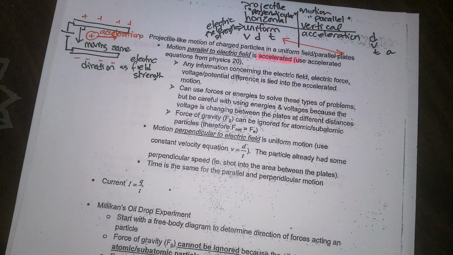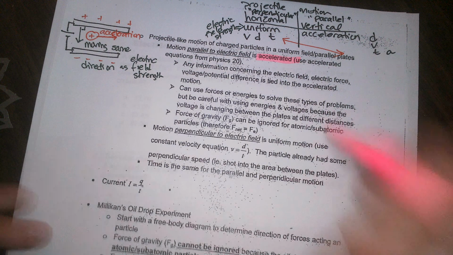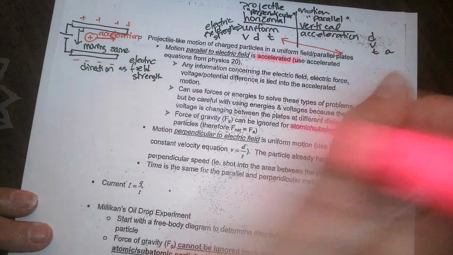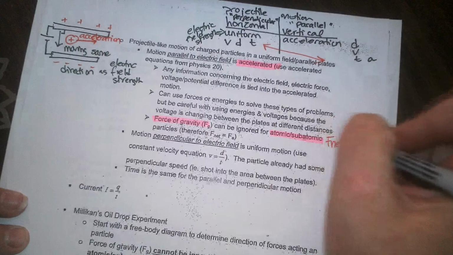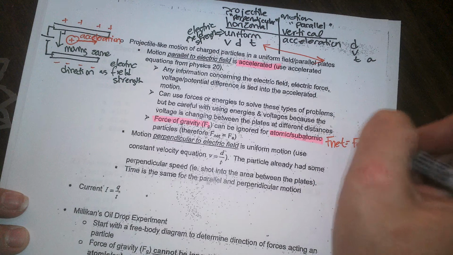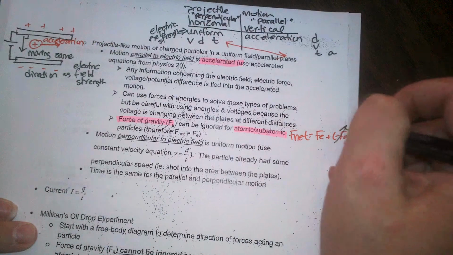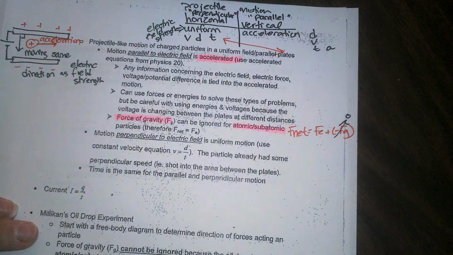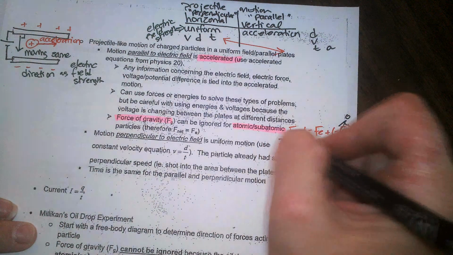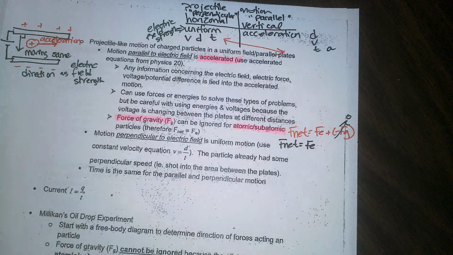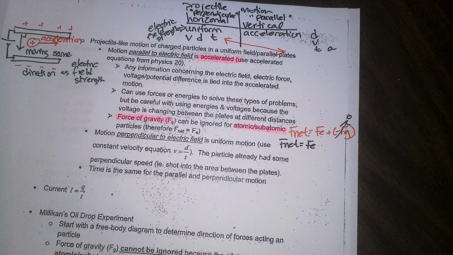Force of gravity can be ignored for atomic and subatomic particles in parallel plates. So force net, being the electric force plus the negative force of gravity, we can say that the force of gravity is negligible for a subatomic particle. So in this case, force net could be equal to the electrostatic force. Time, I've already said time talks between the two.